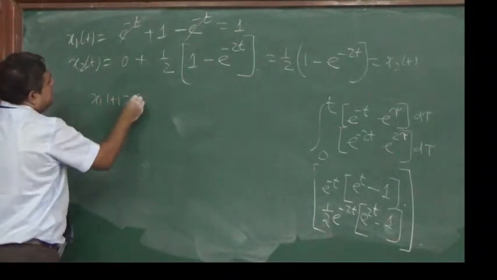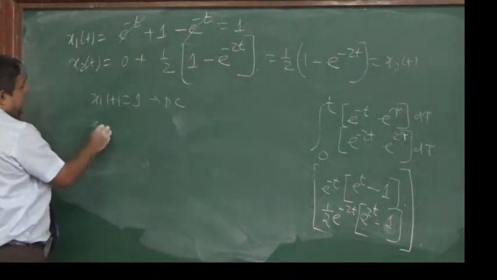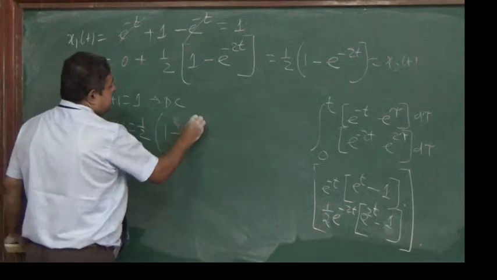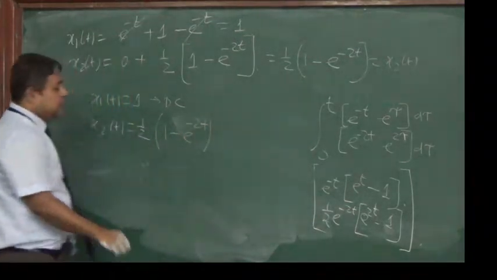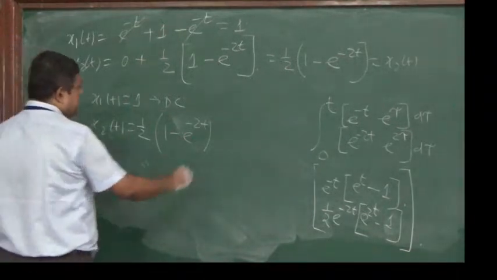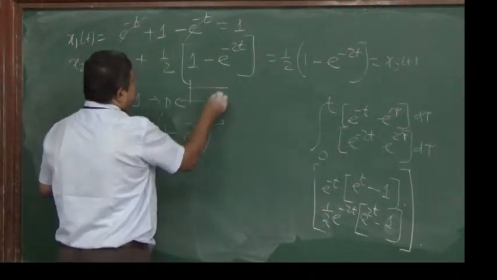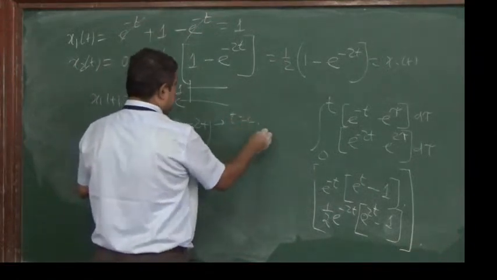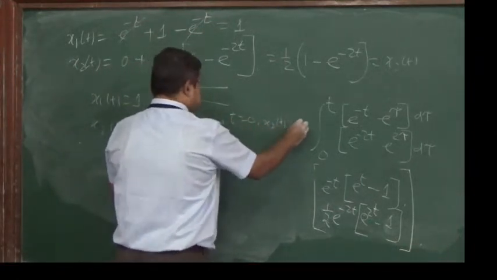x1(t) is equal to 1, which is a DC quantity, and x2(t) is equal to half of (1 minus e raised to minus 2t), like this. And you can plot this. I have the values for this. So this is a DC graph like this of amplitude 1. For this, at t equal to 0, x2(t) is equal to 0.